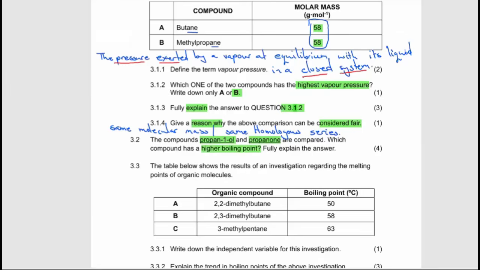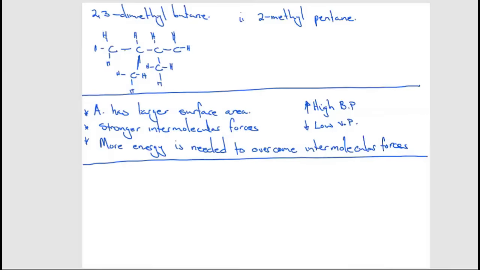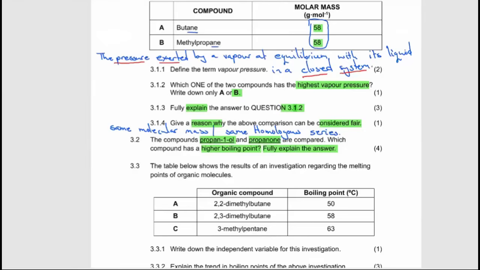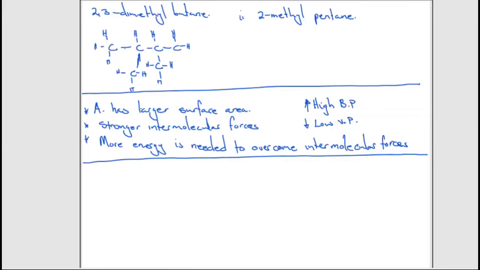So we should specify which one is going to have a higher boiling point, and then after that we need to fully explain our answer. Then we're going to make use of this other space here. So we're comparing propan-1-ol with propanone, right? One is an alcohol and the other one is a ketone.